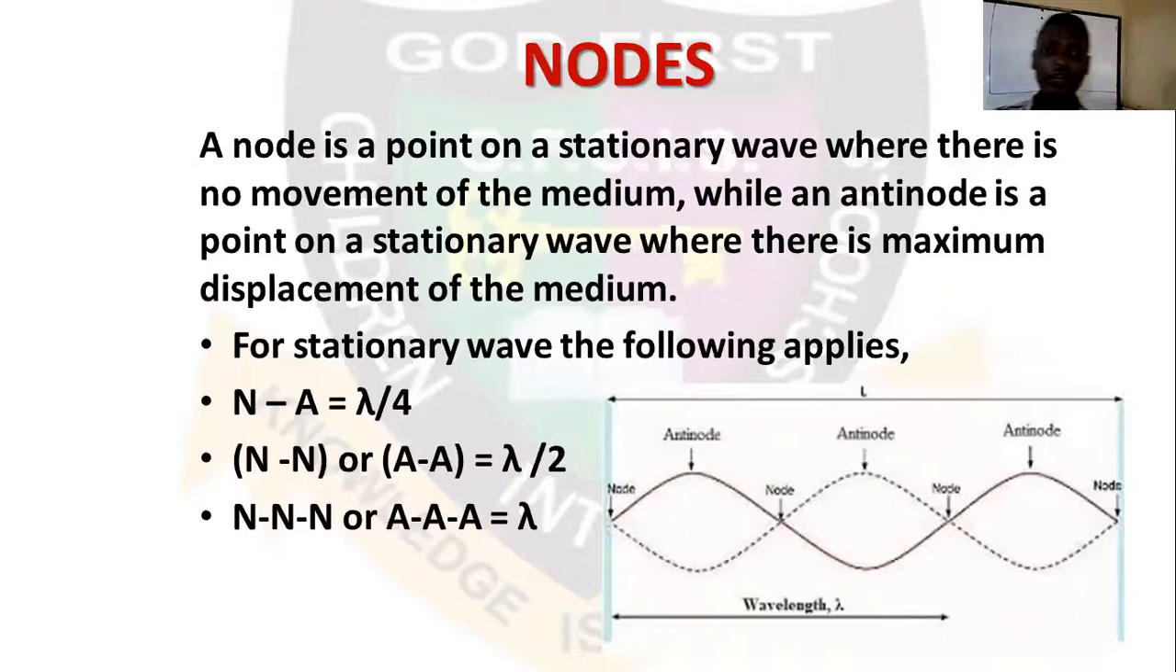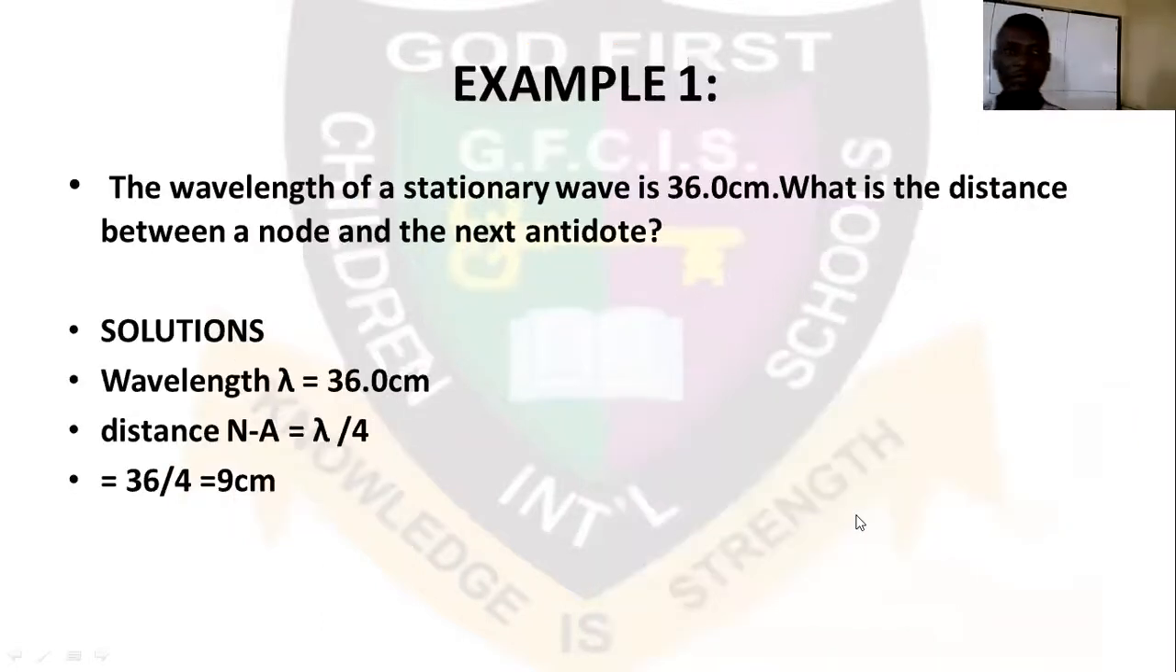For a stationary wave, the following applies. This is your node. From node to antinode: let's say this middle part is the antinode, if you divide it into two, node to antinode is 1/4 of the wavelength, so lambda over 4. Then node to node, or antinode to antinode, is lambda over 2. But when you have node, node, node, that is a complete wavelength. From this node to this node, lambda over 2 plus lambda over 2 gives us lambda. Then antinode, antinode, antinode gives us 1 wavelength. Hope that is clear.